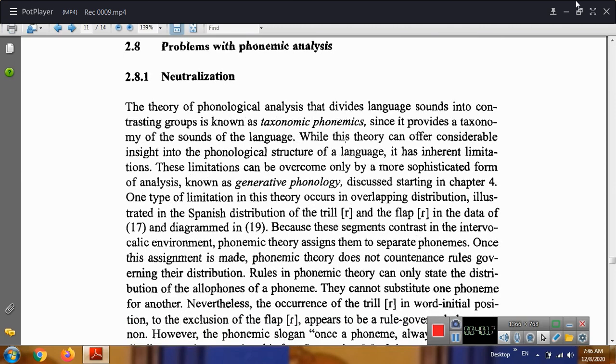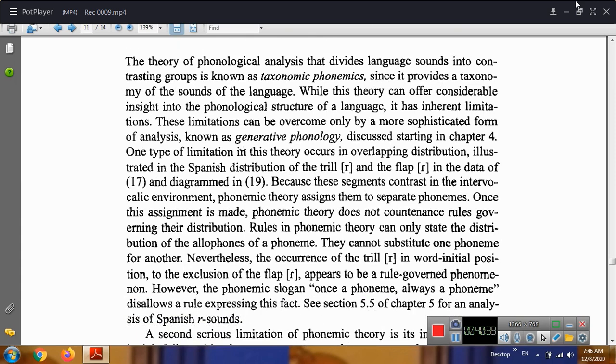The theory of phonological analysis that divides language sounds into contrasting groups is known as taxonomic phonemics. In taxonomic phonemics, we just classify and taxonomize the sounds, since it provides a taxonomy of the sounds of the language. While this theory can offer considerable insight into the phonological structure of language, it has inherent limitations. These limitations can be overcome only by a more sophisticated form of analysis, which is generative phonology.